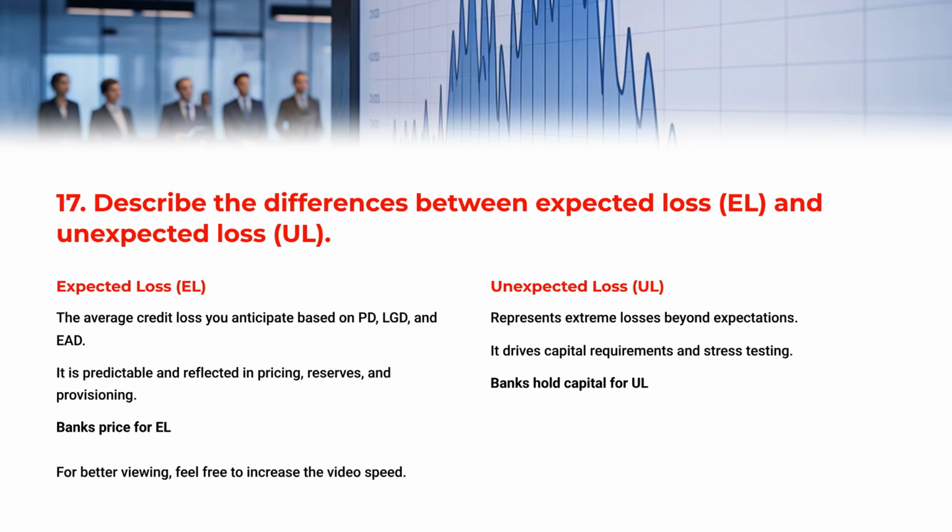Describe the differences between expected loss EL and unexpected loss UL. Expected loss EL is the average credit loss you anticipate based on PD, LGD, and EAD. It is predictable and reflected in pricing, reserves, and provisioning. Unexpected loss UL represents extreme losses beyond expectations. It drives capital requirements and stress testing. Banks price for EL, but hold capital for UL.